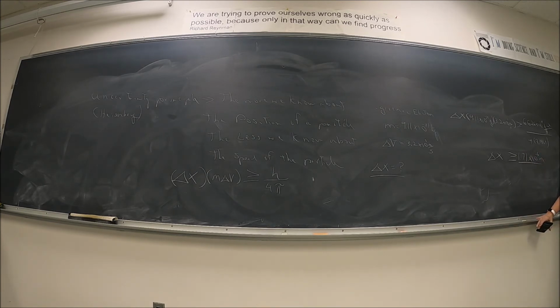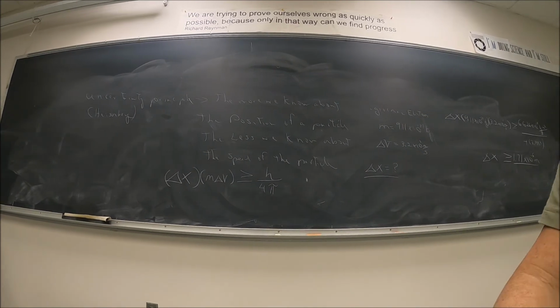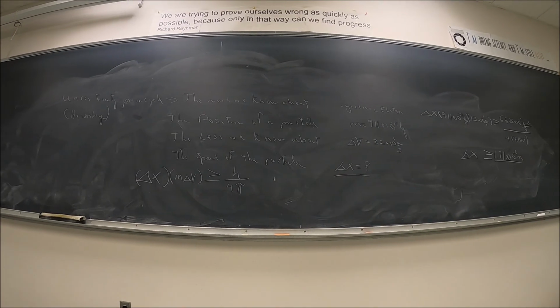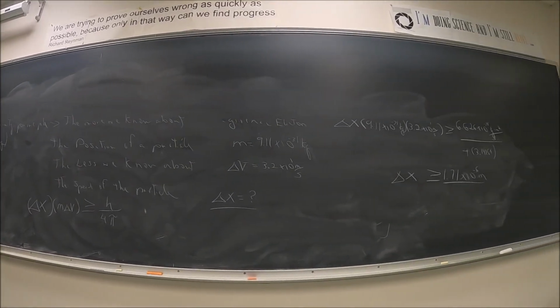That's much larger than the diameter of an atom, the smallest atom, hydrogen. So even with that small an uncertainty in speed, we've got a giant uncertainty in position compared to the size of an atom. Okay? Make sure you got it.